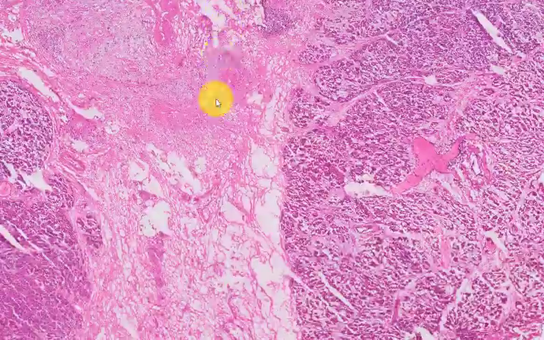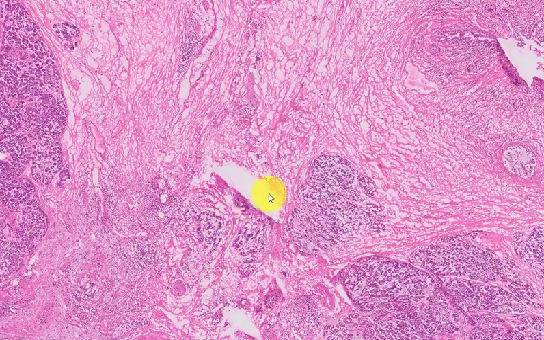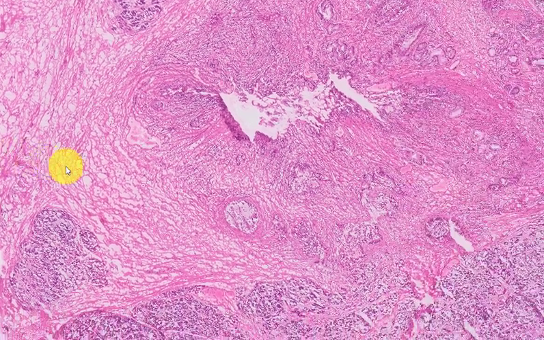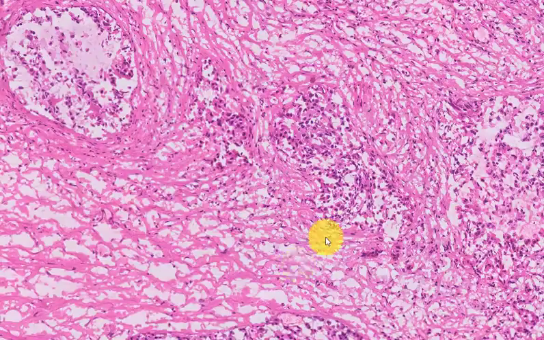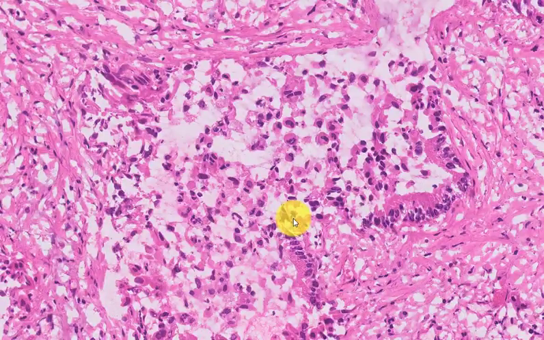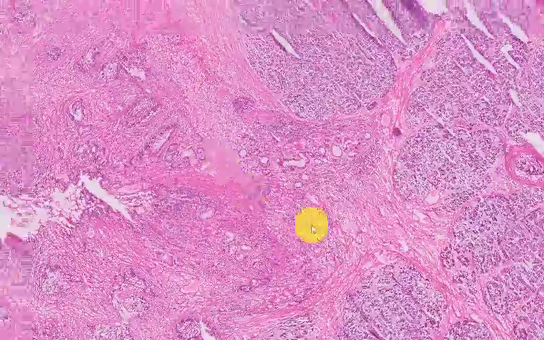But let's keep looking. So here you go. I'm essentially focused in and around these fibrous septae. Remember, this patient was treated with neoadjuvant therapy. There's a bunch of glands here, but they're falling apart and they look rather monotonous, don't they? Here you go again. A couple more glands, a couple more glands here.